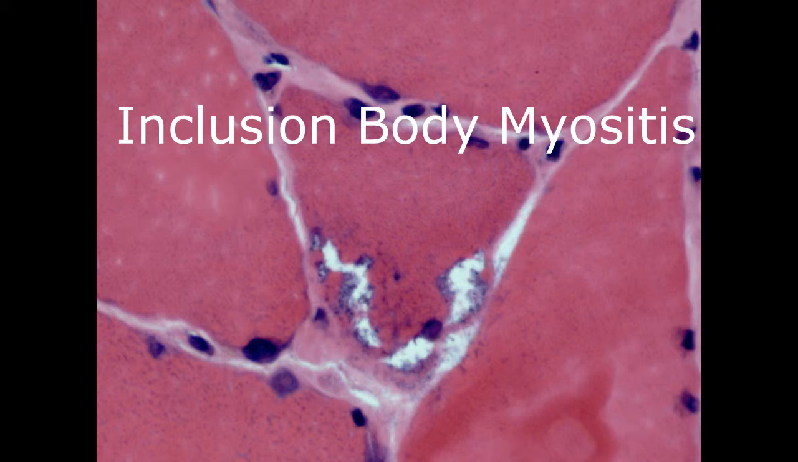Muscle biopsy typically shows some variation in fibre size, infiltration of the endomysium by chronic inflammatory cells, some necrotic fibres infiltrated by macrophages, some otherwise intact fibres infiltrated by CD8 positive lymphocytes, and these characteristic rimmed vacuoles.